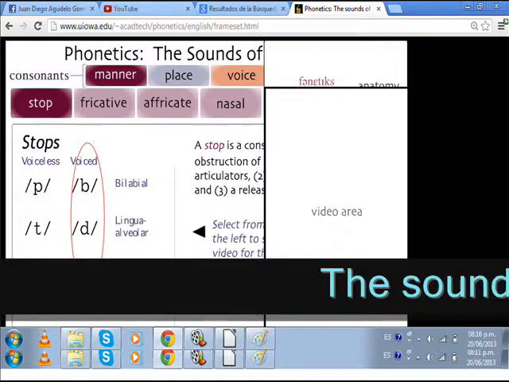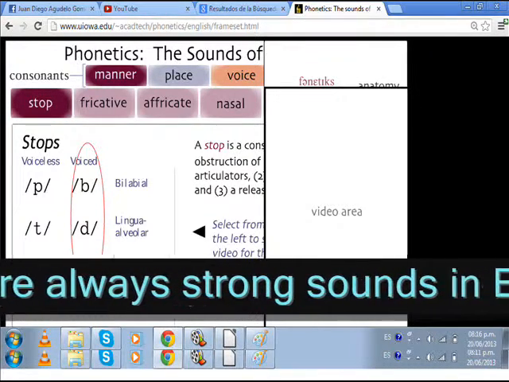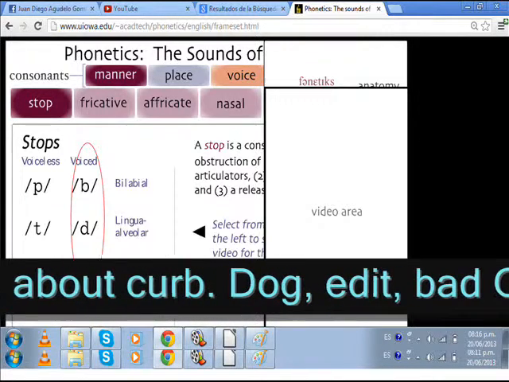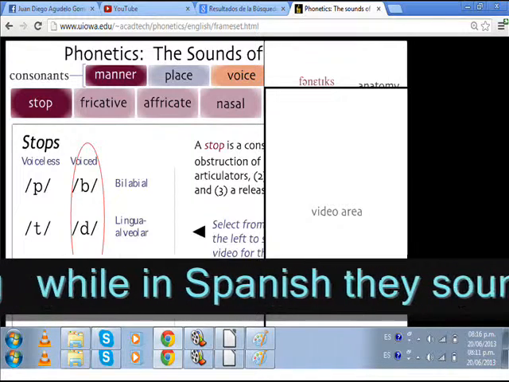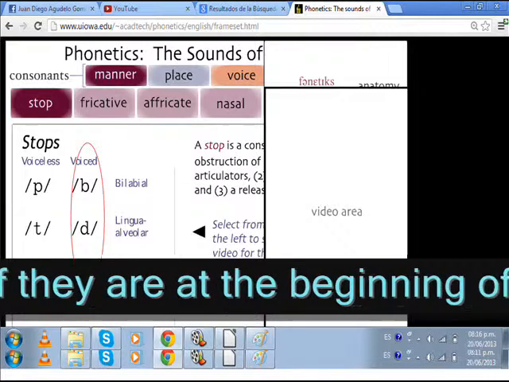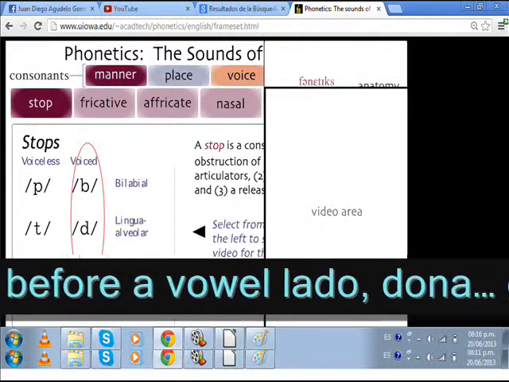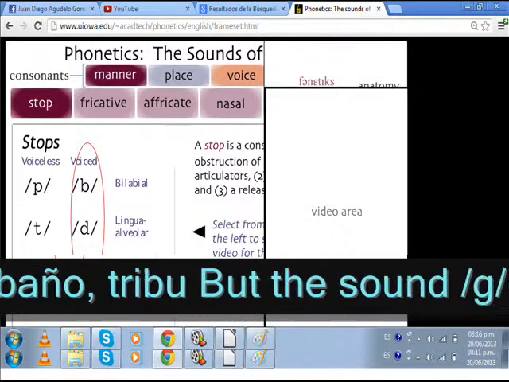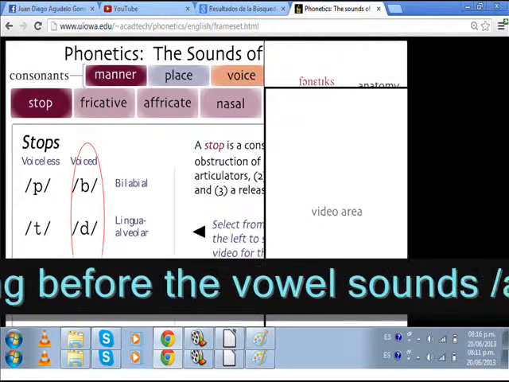The sounds b, d, g are always strong sounds in English. Bad, about, curb, duck, edit, bat, get, again, leg. While in Spanish, they sound different if they are at the beginning of the word or before a vowel. Lado, dona, gato, daga, baño, tribu.